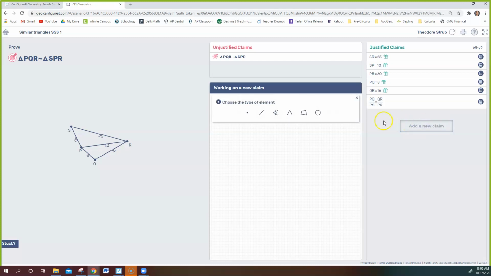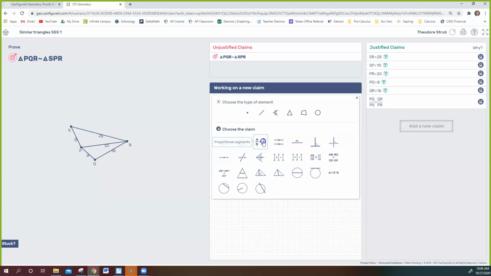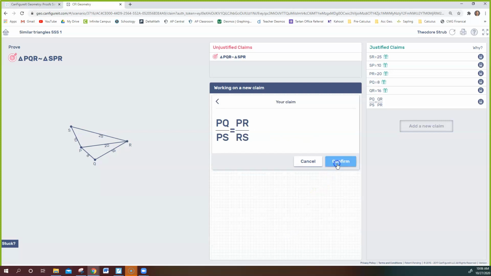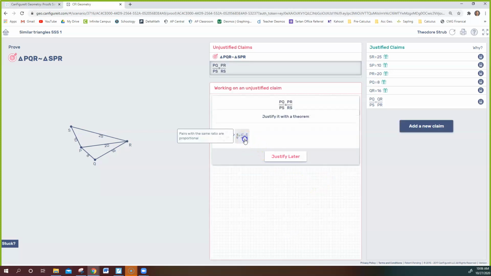I need to compare all three relationships. So I'm going to go back and do proportional segments. And this time, I'm going to compare the small side to the large side. So small to small is the same. Then we're going to go to the large side. The large side of the bottom triangle is 20, and the large side of the top triangle is 25. So small to small, large to large, and then we're going to pick that the ratios are the same.